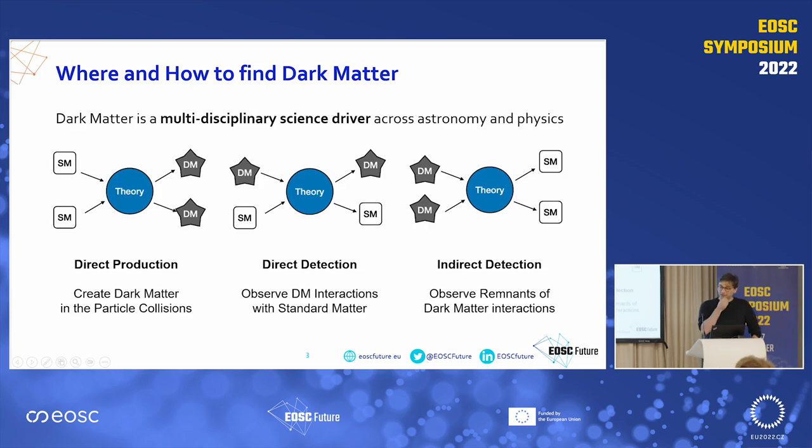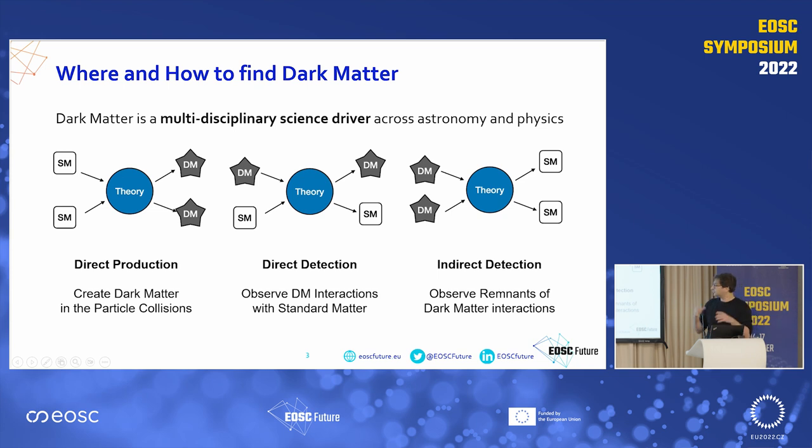And so the search for dark matter is a very multidisciplinary science driver. It touches many fields, from astronomy to physics. There are many ways you can try to study or find dark matter. You can try to create dark matter in the lab. This is what we do at CERN, for example. We try to smash known particles together, and hopefully we create so far unknown particles. You can also try to find dark matter particles flying through the universe that hit the Earth and interact with standard model particles, and this is direct detection.